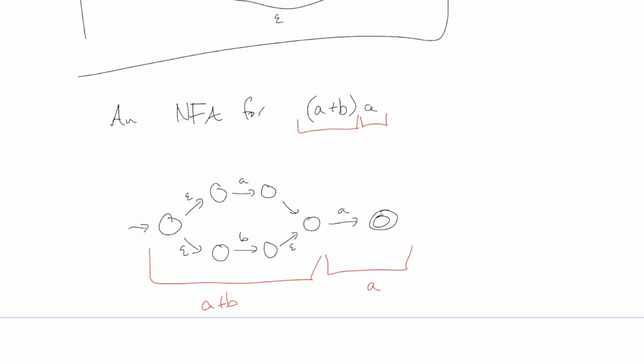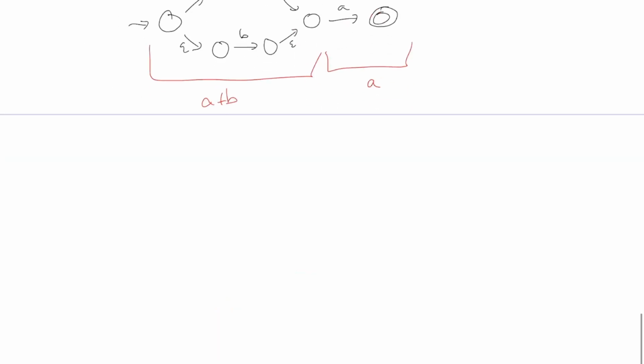All right? Now you probably didn't need to learn all of these different techniques to do this. This is a very simple one anyway. A or B followed by just an A. But this is how I would make an NFA out of that. All right. Let's try a more complicated one. That was sort of uncommonly simple.